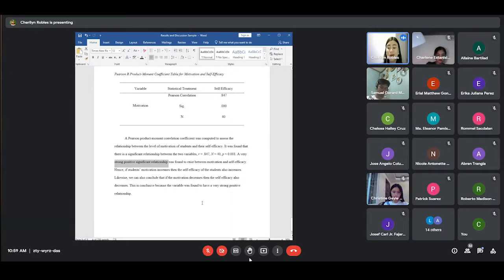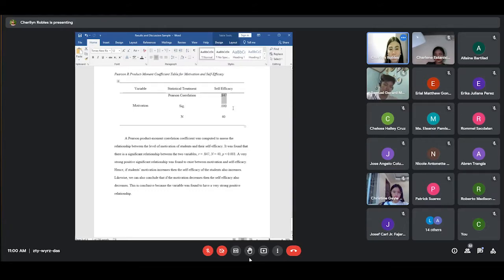Do you agree with me? Do you have your Pearson r chart with you? 0.847 means strong positive significant relationship. Is that clear? So this will be interpreted that self-efficacy and motivation have a strong positive significant relationship because in using correlation in Excel, I have taught you already that we got 0.847. And of course, if you look in your Pearson r chart, you will find out that this one means strong positive relationship.